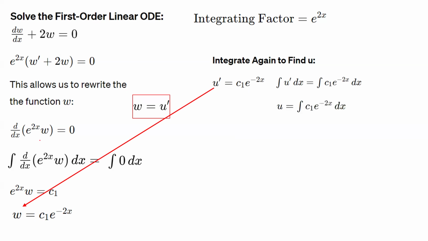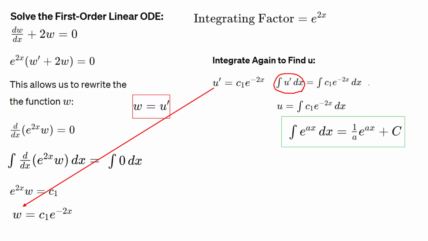But what's the meaning of that? The integral of u prime is nothing but u. So instead of the integral of u prime, you just write u. But on the right-hand side, you have c1 e to the power negative 2x. We're going back to calculus. The integral of e to ax dx is 1 over a e to ax plus a constant of integration. So u becomes c1 divided by negative 2 e to the power negative 2x plus a new constant, which is c sub 2.